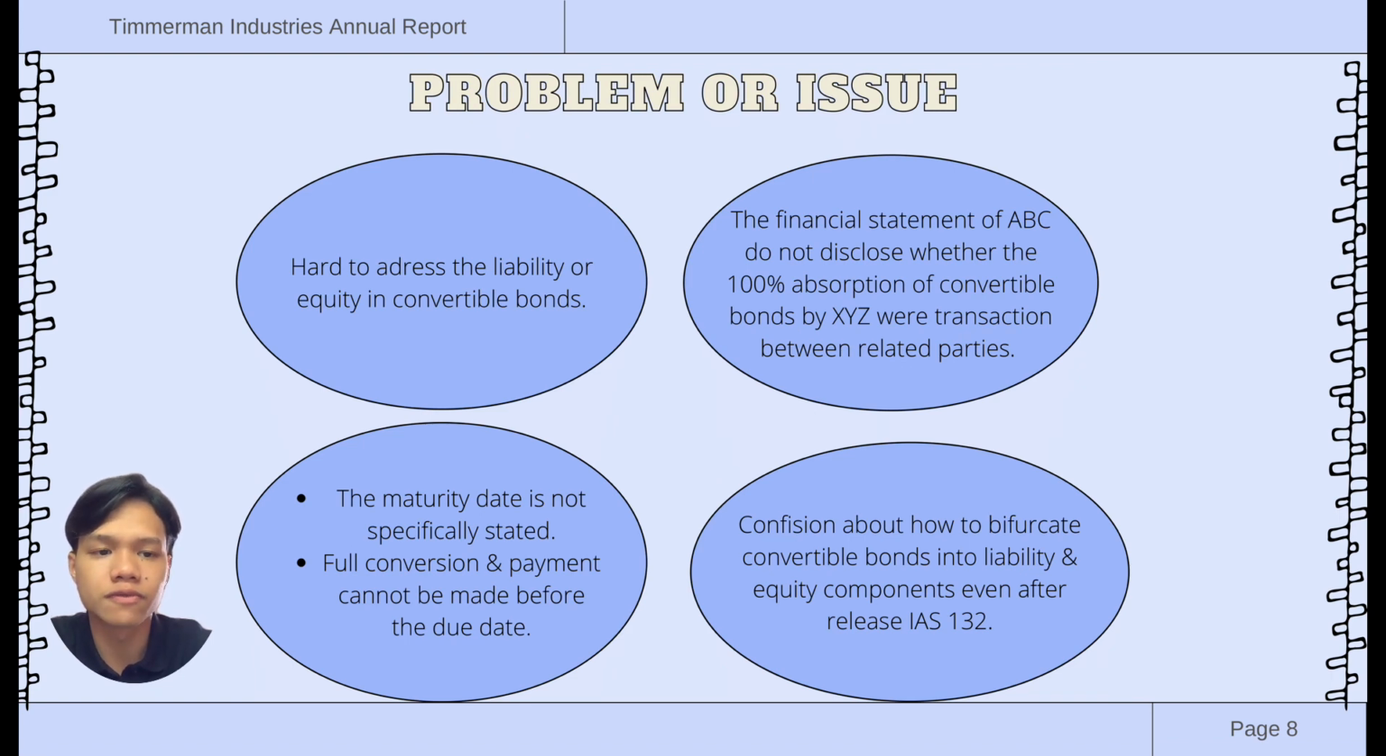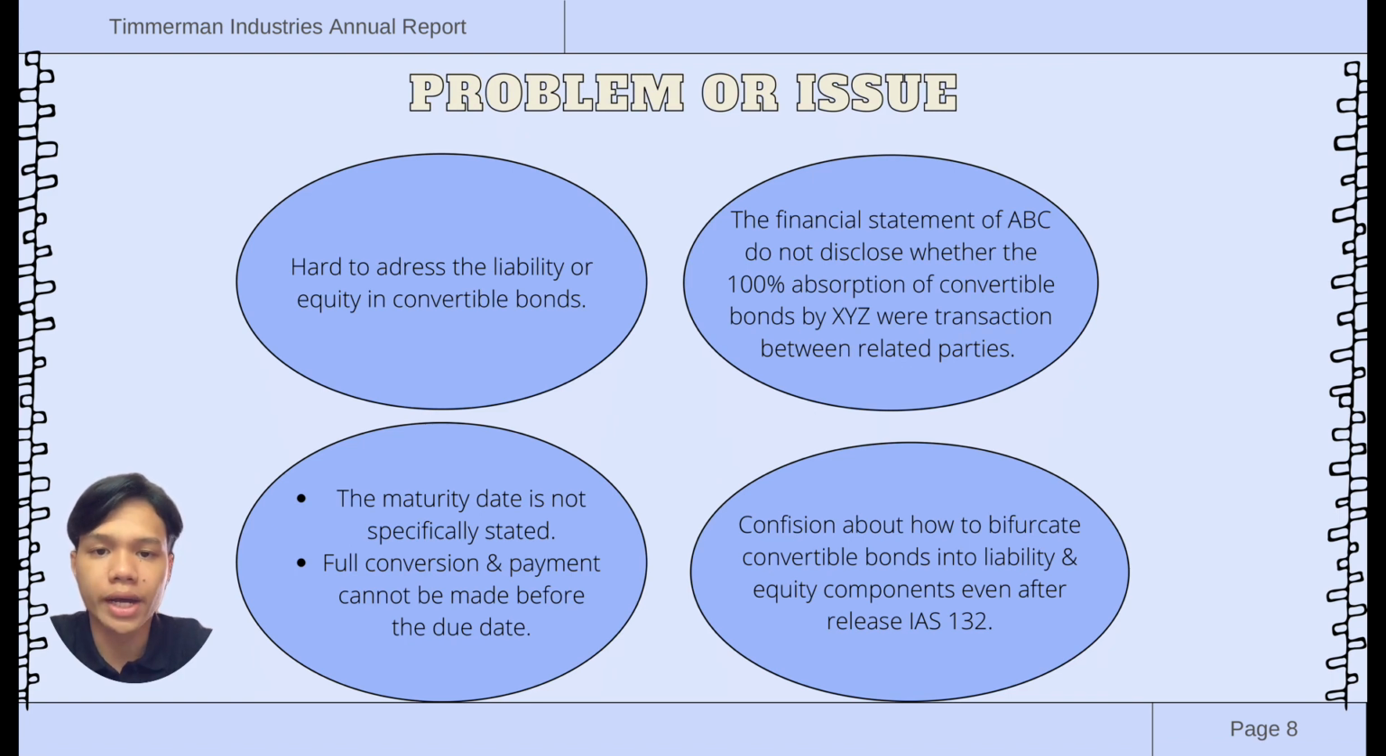The maturity date of the convertible bonds is not specifically stated, and the payment cannot be made before the due date. Next, there is confusion about how to bifurcate convertible bonds into their liability and equity component.